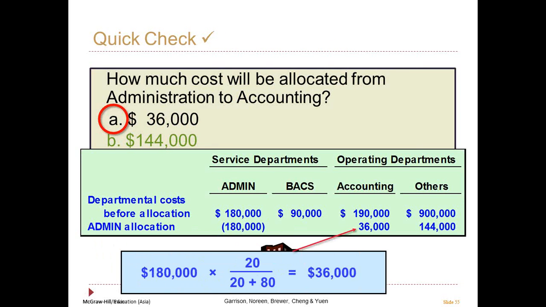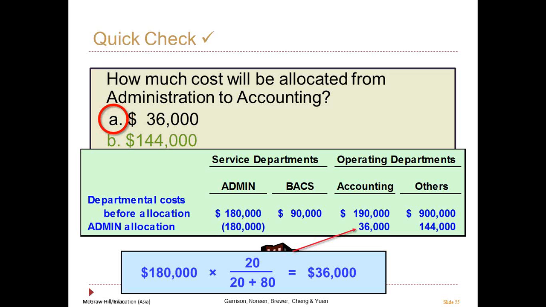Well, how are we going to calculate this? The total number of employees in the allocation base is 100. 20 are in accounting plus 80 in others. Recall that we ignore the number of employees in BACs, as it is a service department, and using the direct method, we only allocate to operating departments.